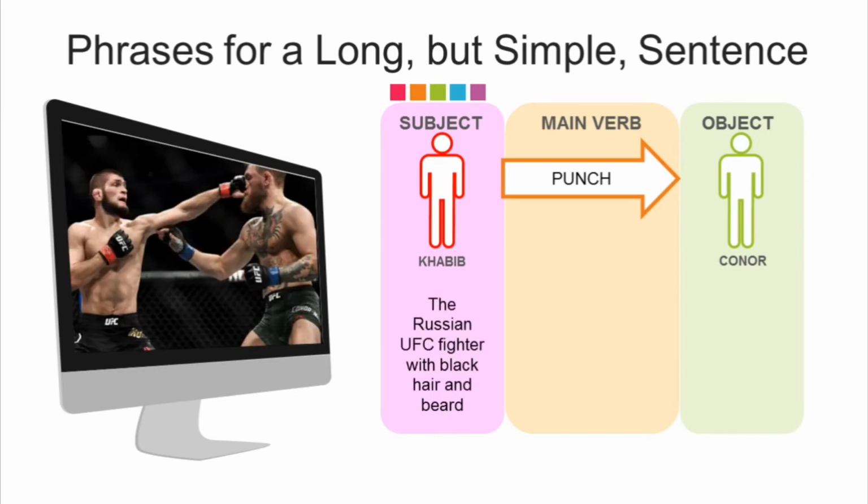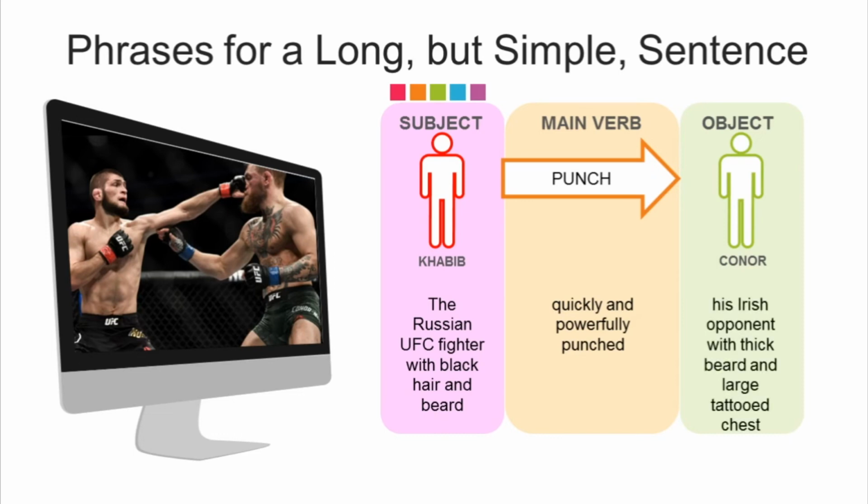For example, you want to put a lot of detail on Khabib, and you want to describe him as much as you can. We can change the subject from just one word, Khabib, into the Russian UFC fighter with black hair and beard. We can also change the main verb. Instead of just punched, we want to let people know that it was quickly and powerfully punched. It was quick and powerful. The object we can also explain more, adding more details and changing it into a phrase: his Irish opponent with thick beard and large tattooed chest.